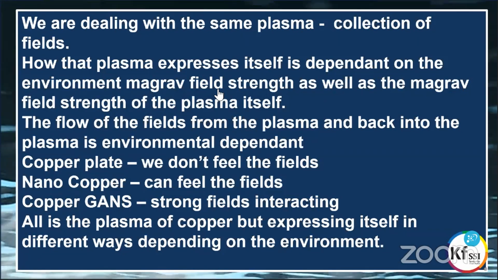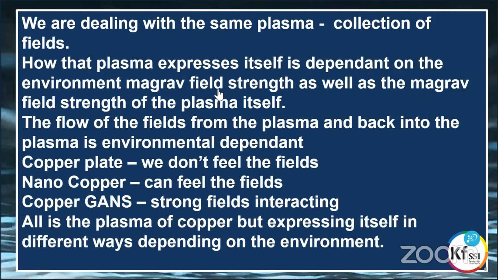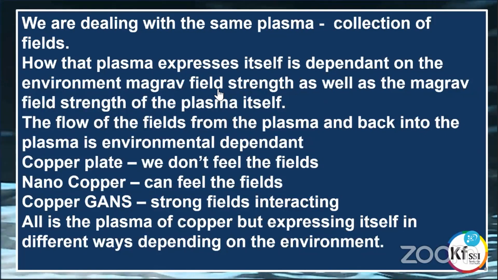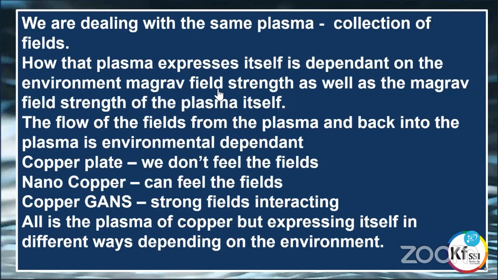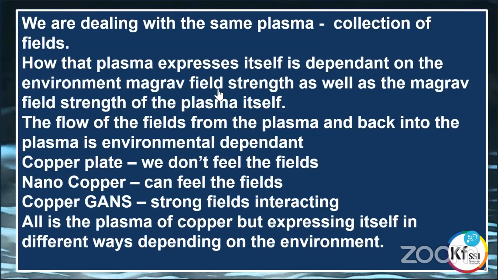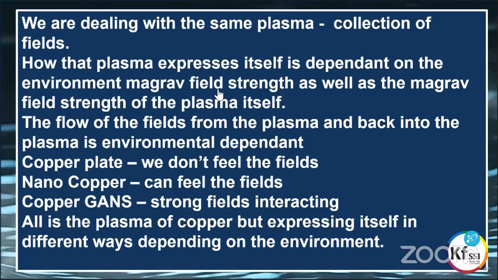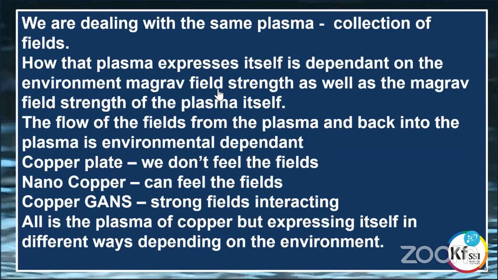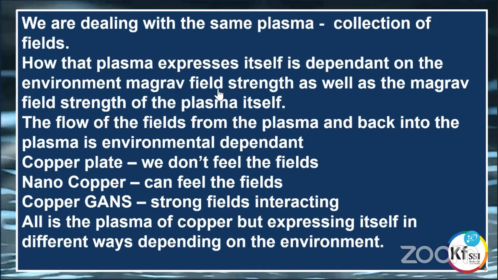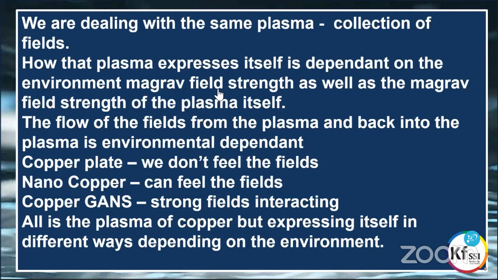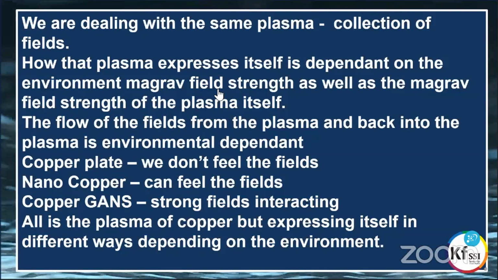So essentially, when we look at a copper plate, it's still copper. We don't really feel any fields from that. When we create nano copper, we can start feeling the energies even just from the nano copper. We create the copper GANs, and a lot of us start feeling the energy from that copper GANs. All is the plasma of copper, but it's just expressing itself differently depending on the environment.